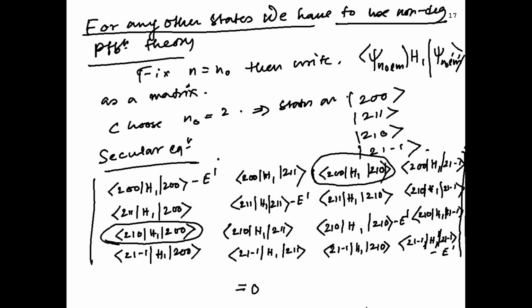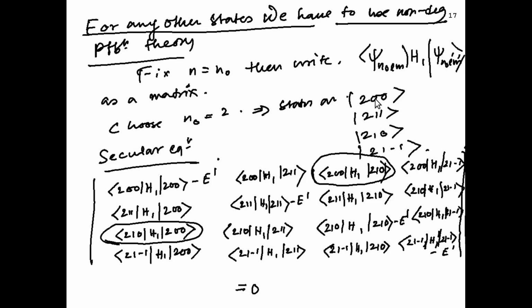So the non-degenerate perturbation theory for 100 tells us that there is no first order correction. Let us see what happens for the degenerate perturbation theory, which is applicable for other states above n equal to 1. Let us say I have a state n naught, any n naught not equal to 1. This will be the term which I have to evaluate as a matrix, because that is what the secular equation will require. Let me take n naught equal to 2. So these are the n naught L M states.